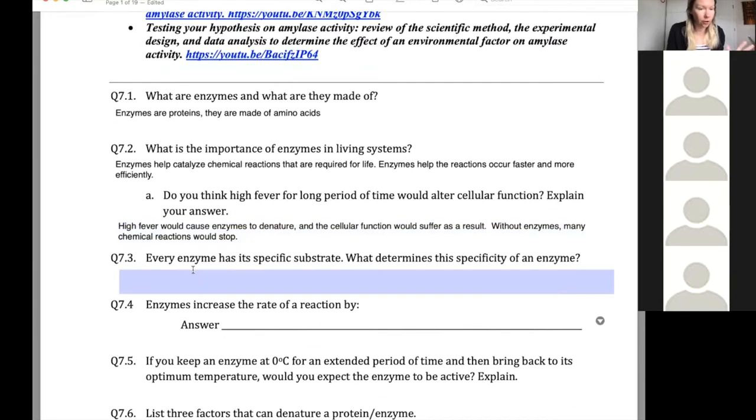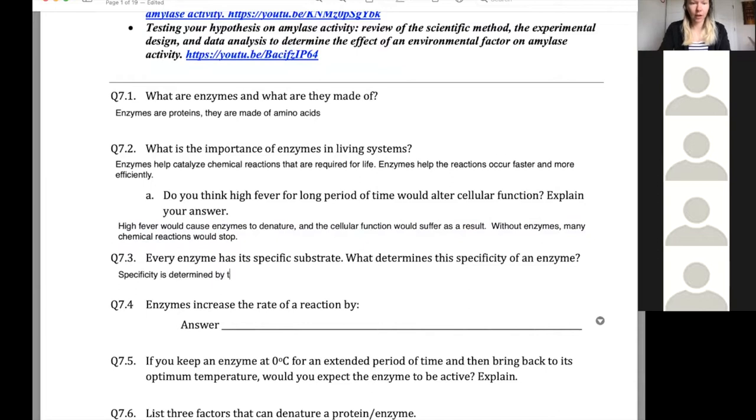One of the really key features of enzymes is their specificity. So what determines the specificity of an enzyme? We can determine it by the active site and the structure of the enzyme. Right, excellent. Specificity is determined by the active site, by the shape or structure of the active site, which is going to allow only a very specific substrate to bind and react.